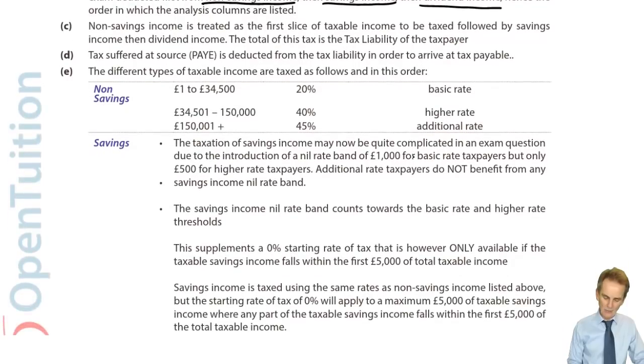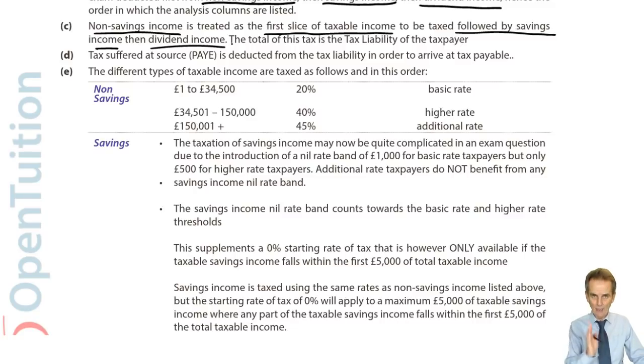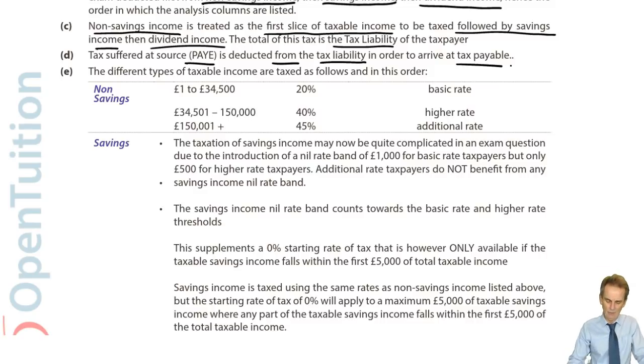Now, non-savings income, as we've already stated, is treated as the first slice of taxable income to be taxed, followed by savings income, and finally dividend income. Hence the order in which we run those columns. Get used to it. The total of this tax is the tax liability, and if we have any PAYE given and they ask for tax payable, then we deduct it from the tax liability to arrive at that income tax payable figure.